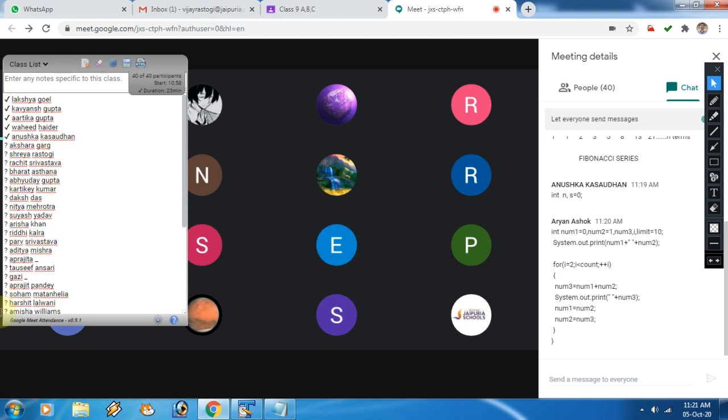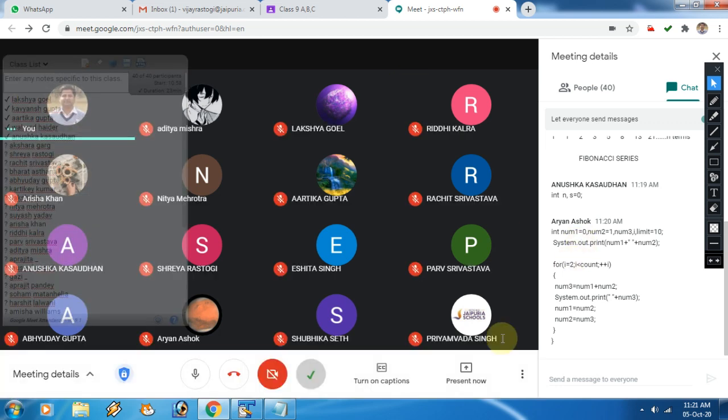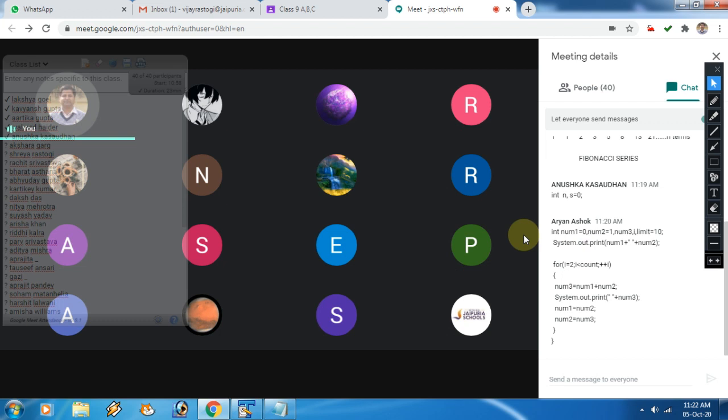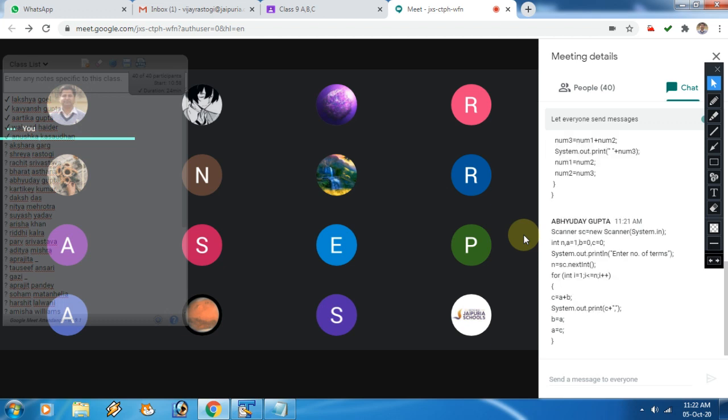Aryan Ashok. Sorry beta, this will not work. See, Aryan Ashok, if I am saying you need to print one term of the series, means the value of n is 1. In that case, also you are getting two terms, 1 and 1. That is wrong. Okay? Because before the loop you have already printed num1 and num2. That is not allowed. Abhyuday Gupta. Abhyuday beta, did you check this program?